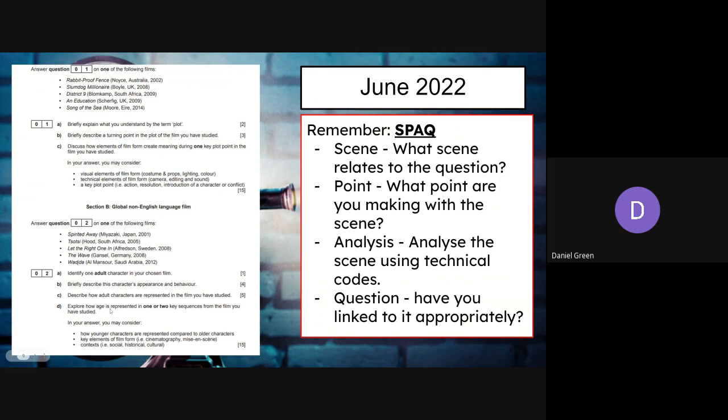And explore how age is represented in 1 or 2 key sequences from the film you've studied. This is interesting. This is the first time they've said 1 or 2. That means that ideally, if they've given you the option, go for the majority, do 2. But again, they shouldn't penalise you too much for doing 1 because they've specified it. So age, that means it doesn't have to be adult, as the first part of the question was. It is age in general. So younger characters, and talk about how they are presented through the cinematography and contexts.